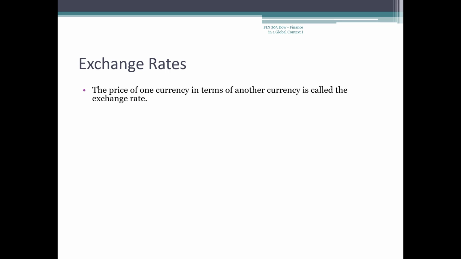The price of one currency in terms of another currency is called the exchange rate. Since there are two currencies, there are two ways to quote an exchange rate. If we are talking about the exchange rate between the dollar and the euro, that curly E is the symbol for the euro. If $1 gives you 0.91 euros, I'll write the exchange rate as 0.91 euros per dollar. Or we can quote it the other way. If 1 euro is exchanged for $1.1, the exchange rate is $1.1 per euro.